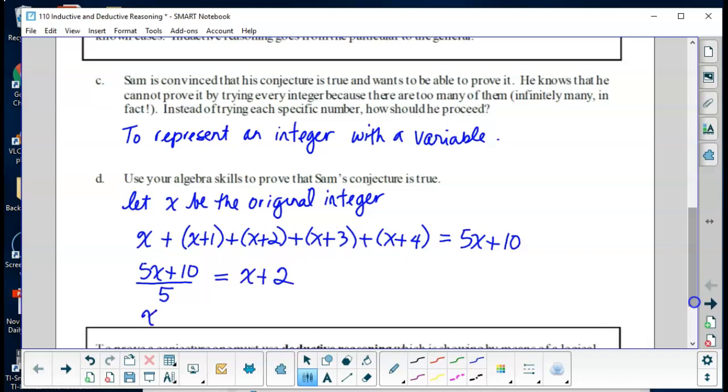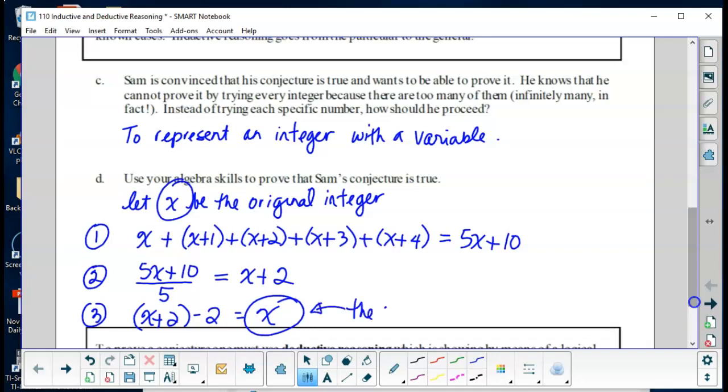Then it says take that and subtract 2 from it. So this is really the first step, second step of the number trick, third step. And we get x. So we started with x and we ended with x. So that proves it, right? So this is the original number.